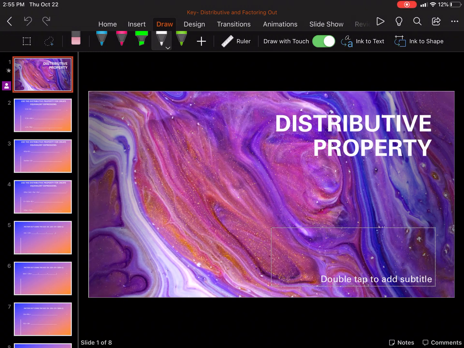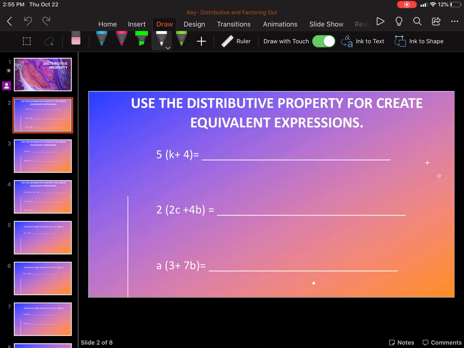Hey guys, in this video we're going to work with the distributive property and factoring out. So remember, the distributive property is when the number on the outside is being multiplied by the two numbers on the inside. So I always draw the little lines from the number on the outside to the number on the inside. So 5 times k is going to be 5k. 5 times 4 is going to give me 20. So my distributed answer is 5k plus 20.